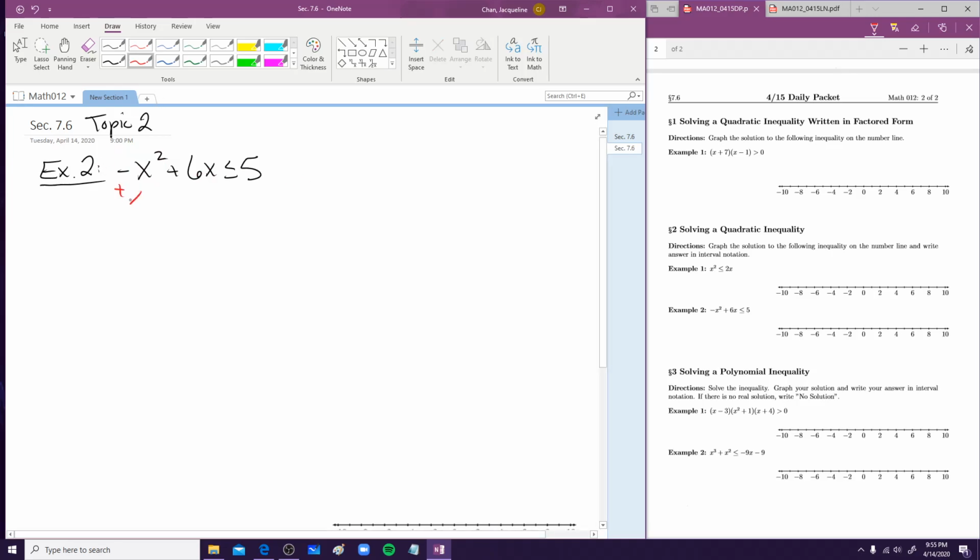So I'm going to add x squared to both sides, and I'm going to subtract 6x from both sides. So when we do that, what do we get? We get 0 is less than or equal to x squared minus 6x plus 5. You can also, this is a little note, if you want the 0 to be on the right-hand side, this is x squared minus 6x plus 5 greater than or equal to 0. So you just read it from right to left.